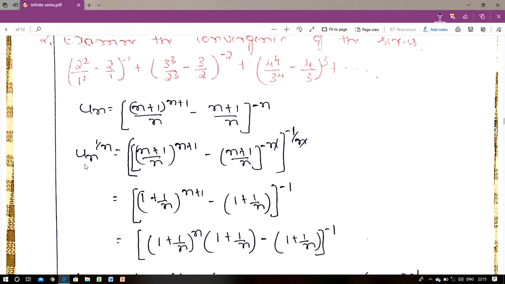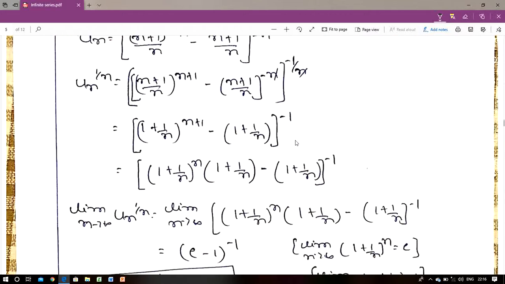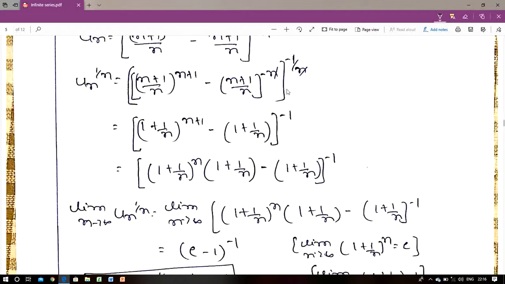Then take un whole to the power of 1 by n. It means take the power 1 by n on both sides. That is n plus 1 by n whole to the power of n plus 1, minus n plus 1 by n whole to the power of minus n, whole to the power of minus 1 by n. Then we simplify; n cancels. Then 1 plus 1 by n whole to the power of n plus 1, minus 1 by n.